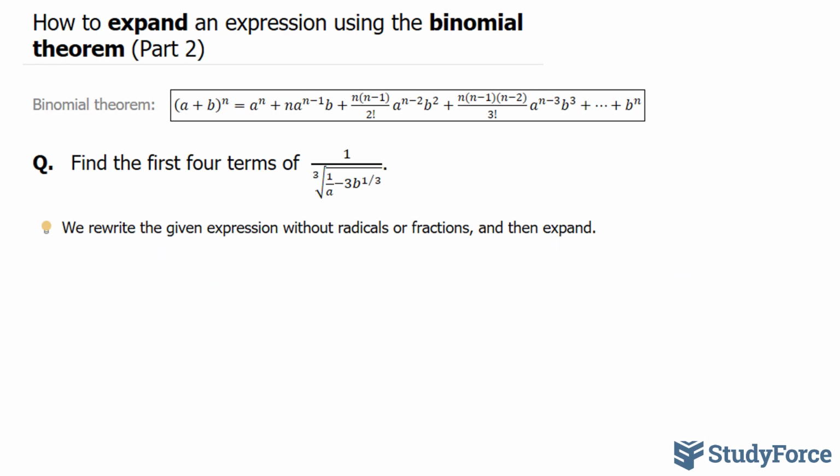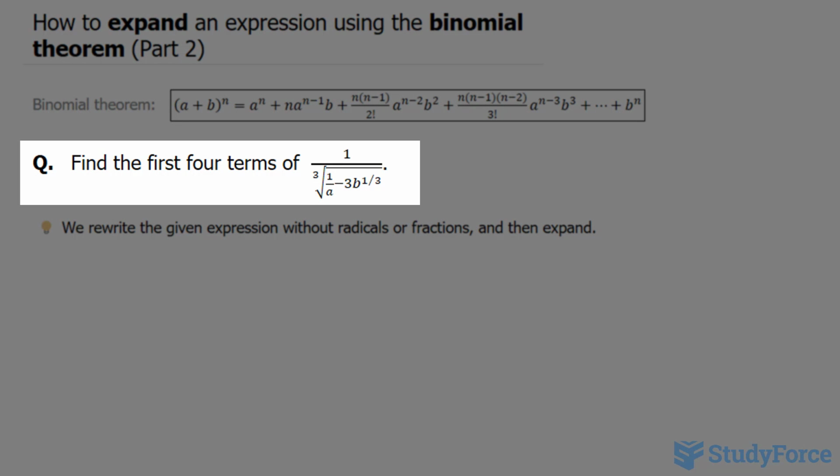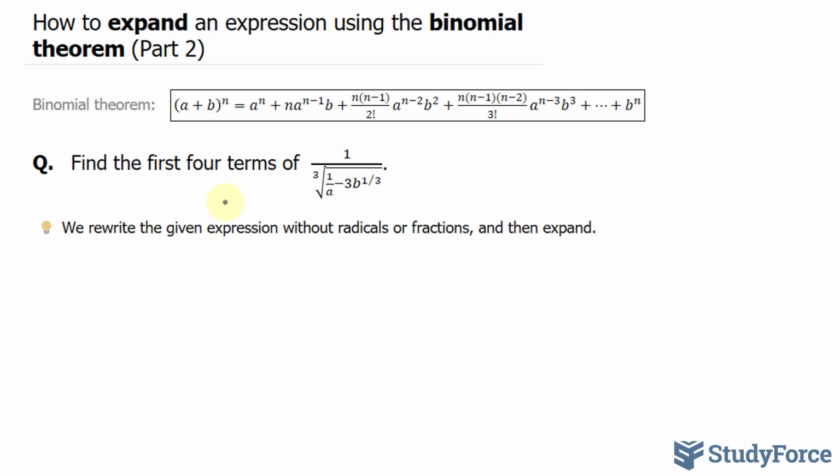In this video, I'll show you how to expand an expression using the binomial theorem. This is part 2 in the series. The question reads, find the first 4 terms of the following expression. Now, unlike before in part 1, where we had a simple expression like (a + b) to the power of 5, in our case here, this does not look like the following expression.